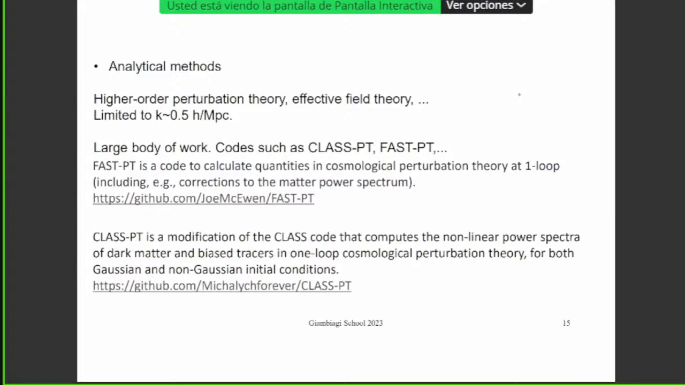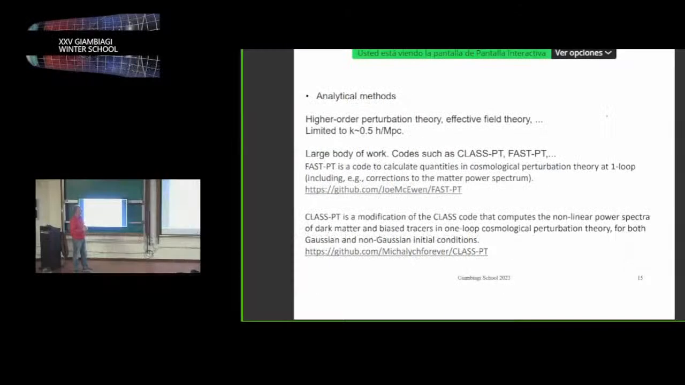So there are codes such as ClassPT and FastPT that compute these cosmological perturbations. So there's a way of calculating higher order corrections, just like you do in quantum field theory with Feynman diagrams. It's not field theory, it's a classical theory, but there's a way to put this language of computing higher order corrections in the language of field theory with diagrams, etc. So people compute this at one loop, two loops, etc. And FastPT and ClassPT can compute the power spectrum going to higher order in perturbation theory. Okay, these are two things.